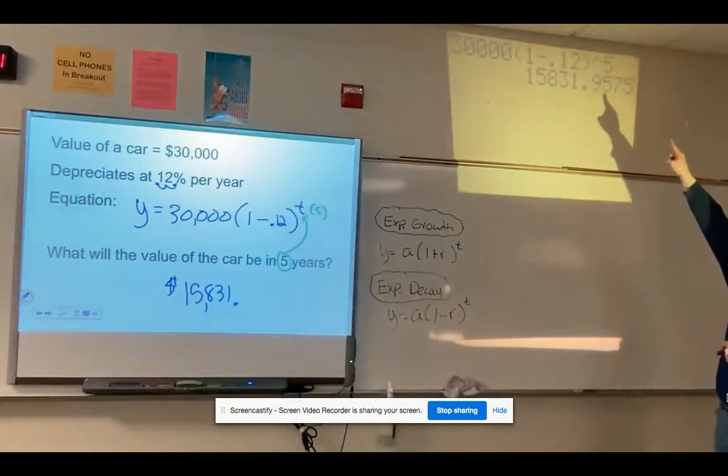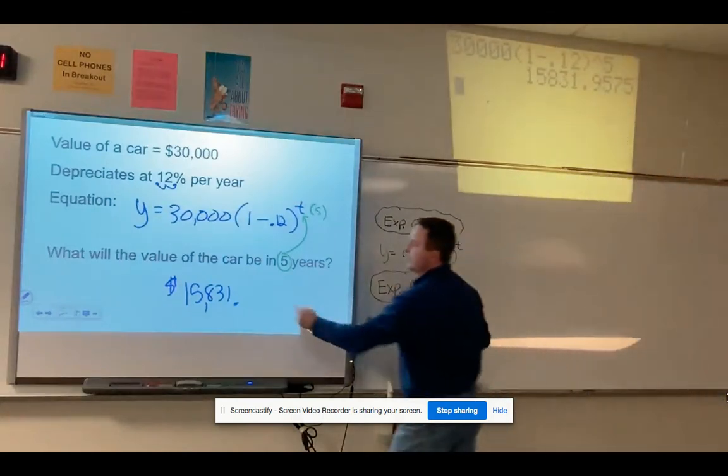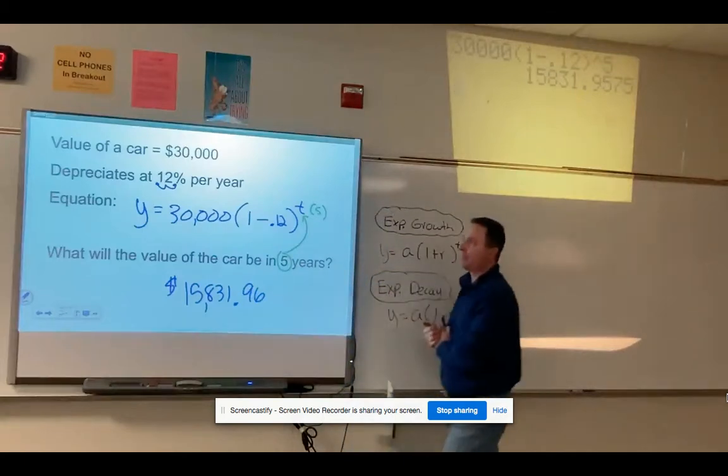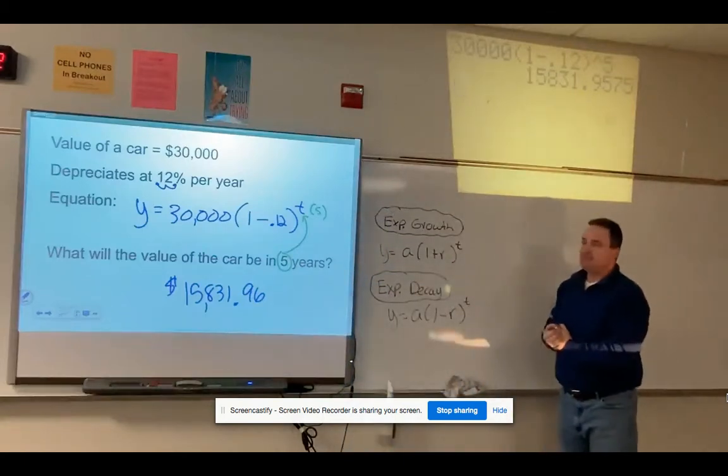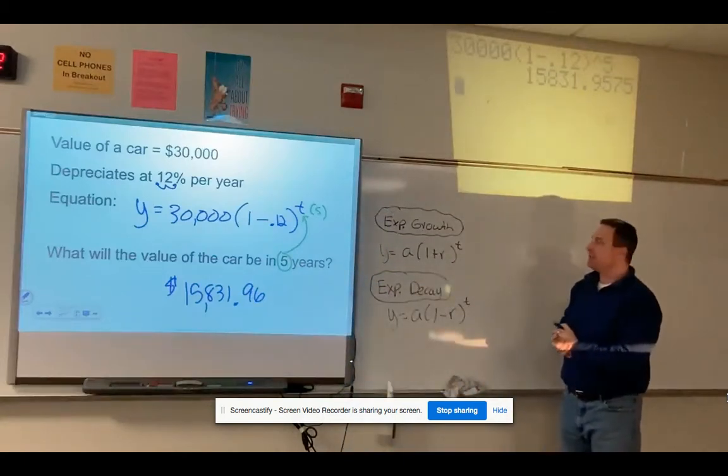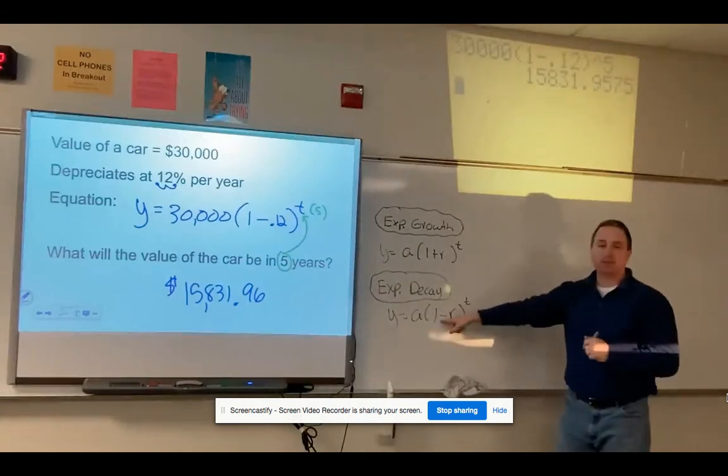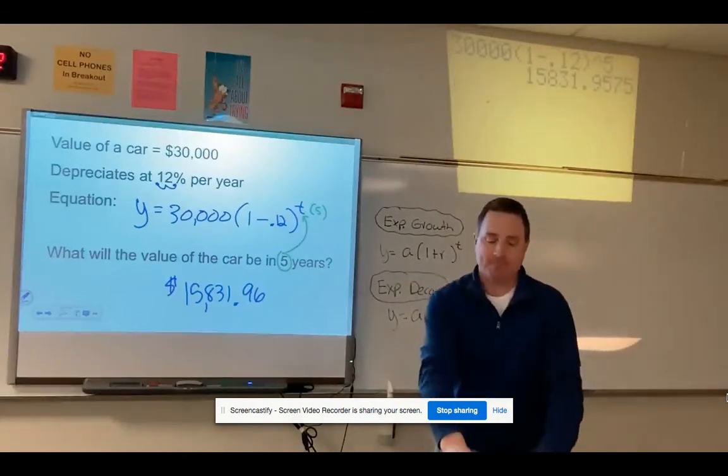If you look closely up there, the 7 is going to make the 5 turn into a 6, so 96 cents. Okay. There's exponential decay, decreasing with the subtraction sign.